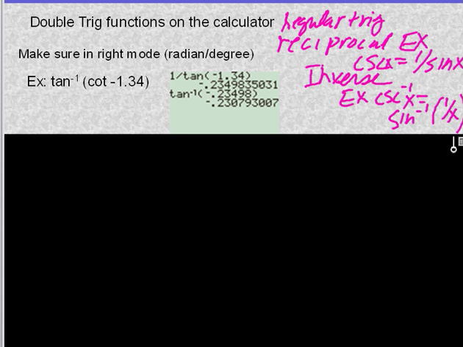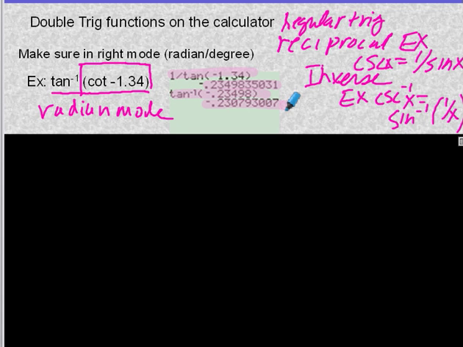So here's an example. Inverse tangent of cotangent of negative 1.34. You could put it all together as one command into your calculator, but it gets very confusing, so I recommend pulling it apart. Do this part first. So this is regular, so it's going to be 1 over the tangent. And make sure we're in the right mode. This appears to be in radian mode here. And you'll be told what mode you need to be in. So 1 over the tangent of negative 1.34. You get that answer, and then you're going to put it into the inverse tangent. It's pretty straightforward. Just plug that answer right into inverse tangent, and you get your answer.